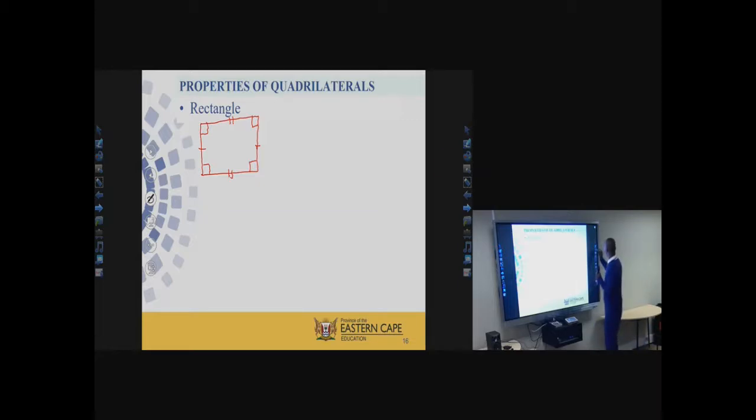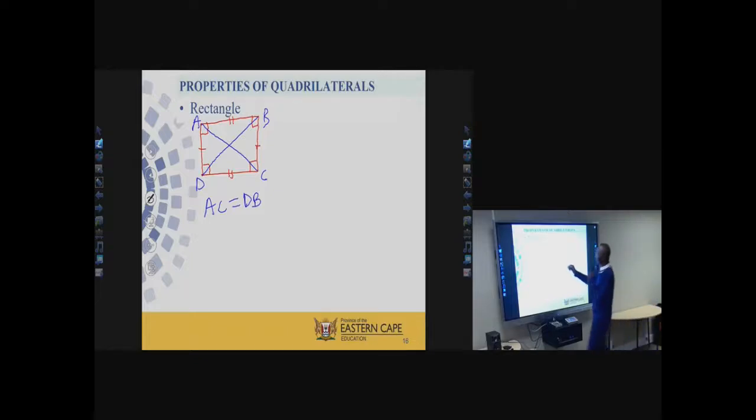But now there are interesting things about a rectangle. If you draw diagonals, let me draw it again. A diagonal is from one vertex to the opposite vertex, or one corner to the opposite corner. You will realize that the diagonals will be equal. So if you have A, B, C, D, the diagonals will be equal. It means AC will be equal to DB, or BD. The diagonals will be equal.